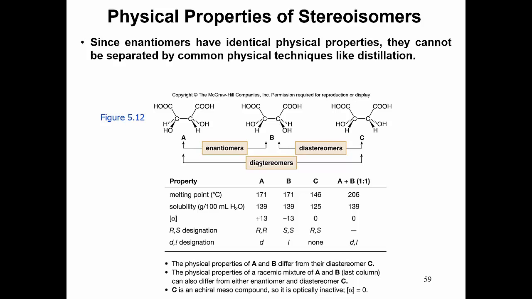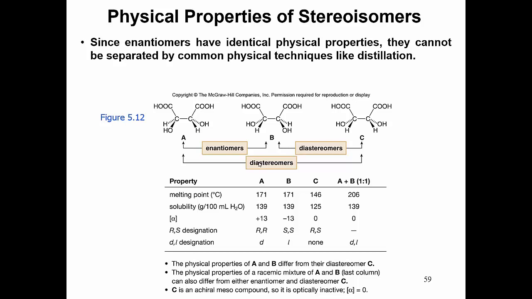Now, diastereomers, their physical properties, this is a different story. Diastereomers are going to have different solubilities, different melting points, different boiling points. Okay, and they're not going to have a DL designation. Here, they're not going to rotate plane polarized light. Well, I shouldn't say diastereomers won't rotate plane polarized light. That's not true. When one of the diastereomers is a meso compound, of course it won't rotate plane polarized light because it's achiral.